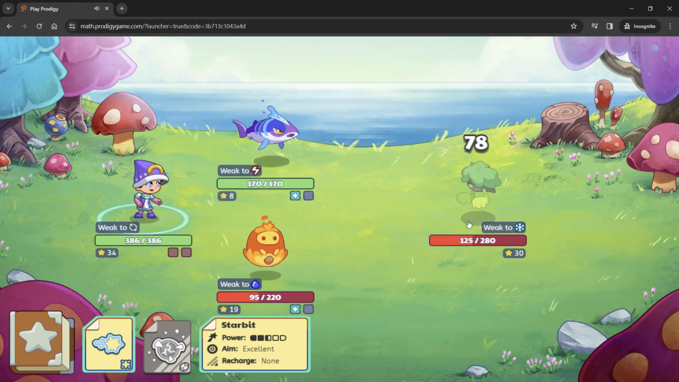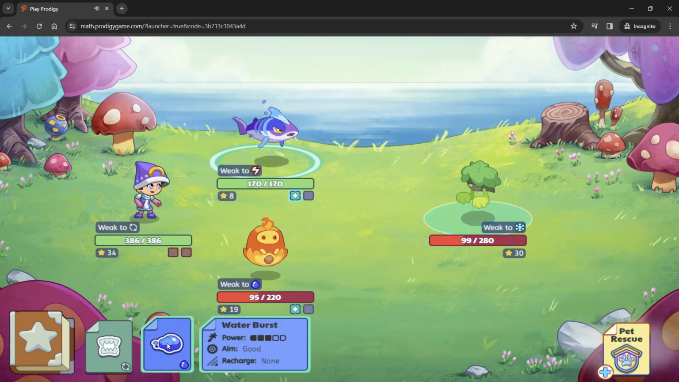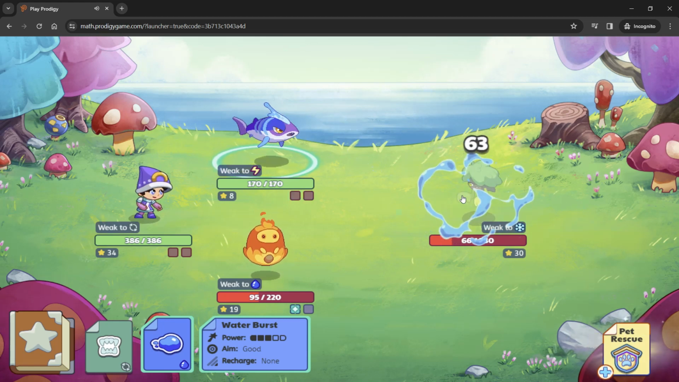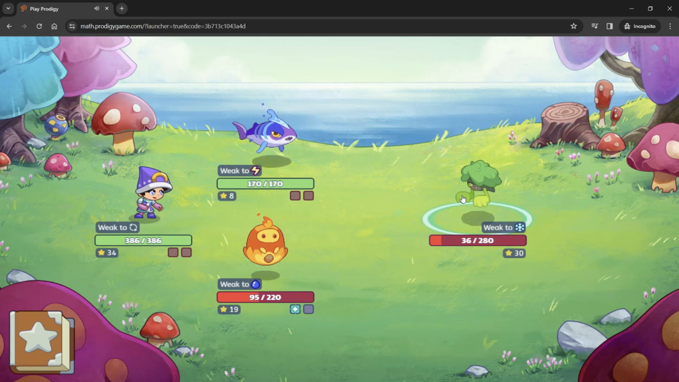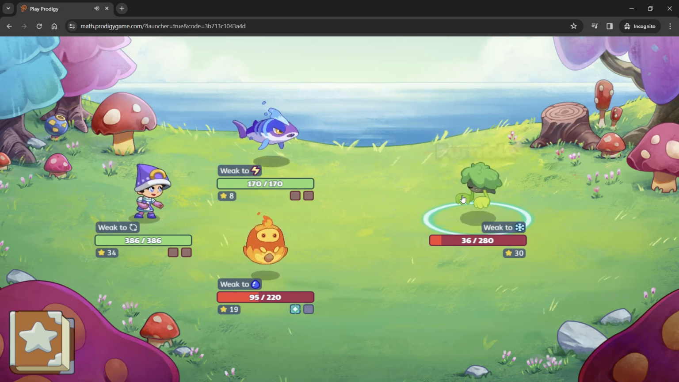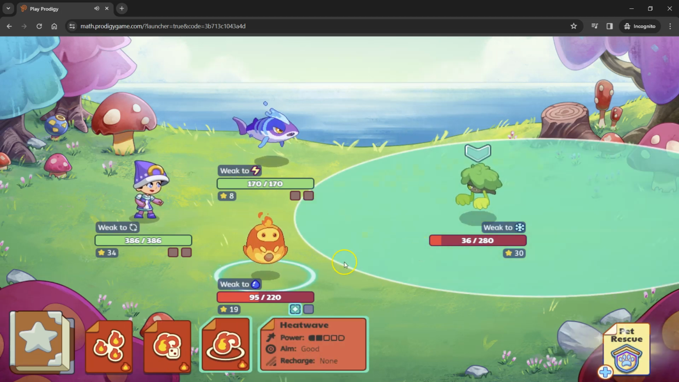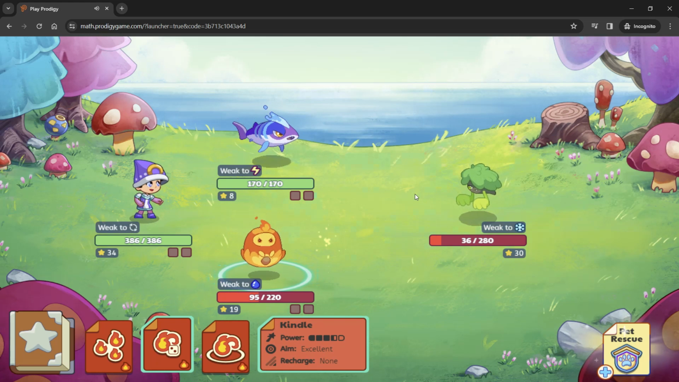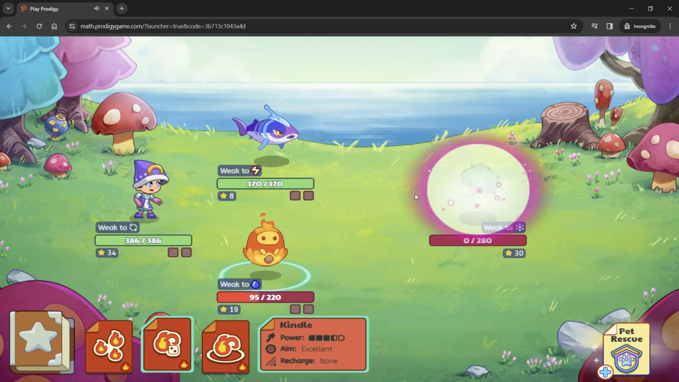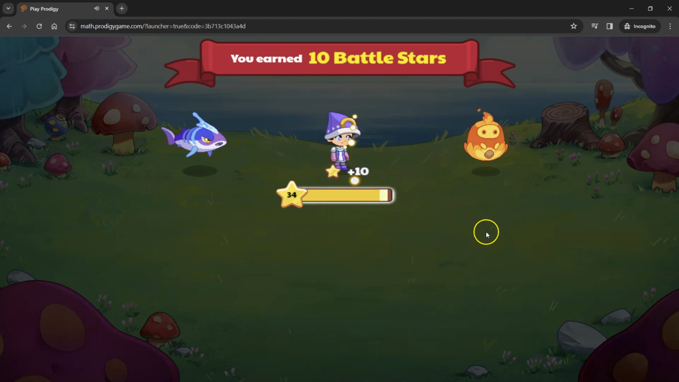Starbit gives some power. Not quite enough. Isn't pet rescue you have to pay for? I don't know. Enemy's turn. Fumble, fumble. Well, we gotta use Kindle. It's our most powerful spell we have right now. There we go. 10 battle stars.